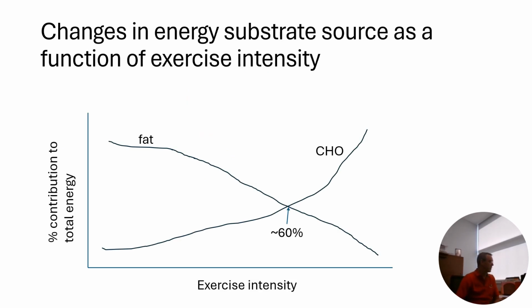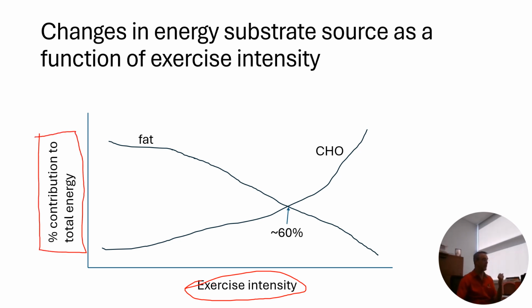Right, this particular slide, note here that we have exercise intensity again on the bottom on the x-axis. And then over here on the y-axis, we have percent contribution to total energy. So we're looking really at fat and carbohydrate as energy sources. And more specifically, we're looking at the non-protein, right? We're not considering protein here. And we talked about that when we talked about RER as well.